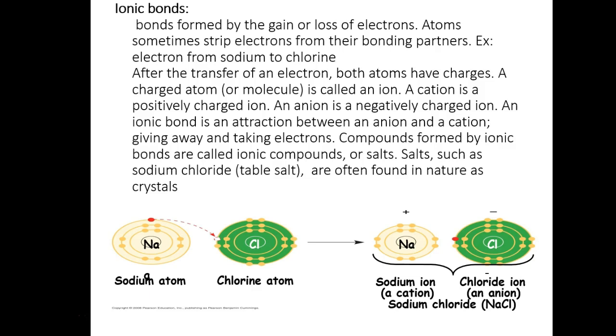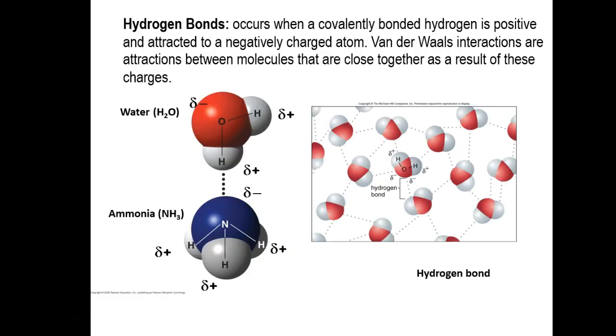So ionic bonds, unequal sharing, one will donate an electron to the other, and in that donation you have positively and negatively charged ions. Positively charged is a cation, negatively charged is an anion. An example is table salt.